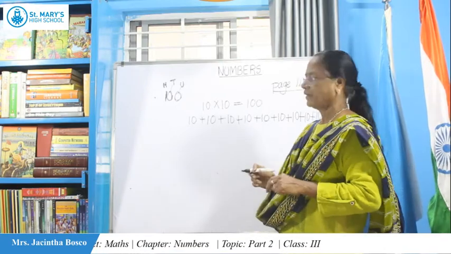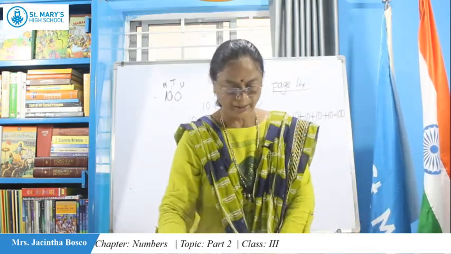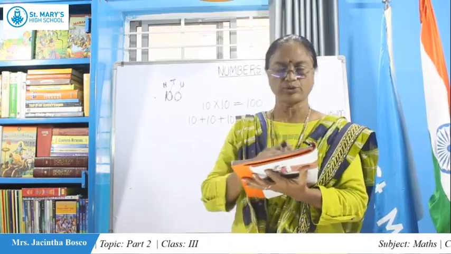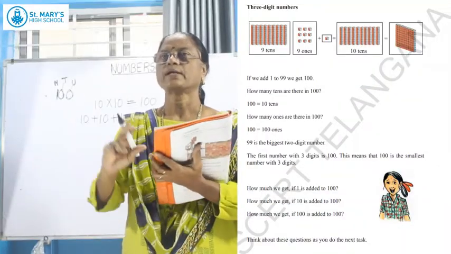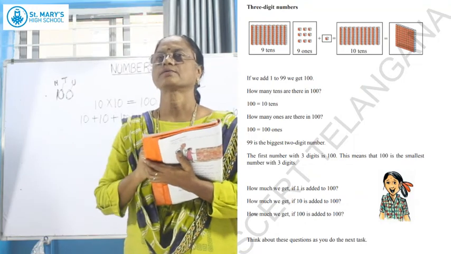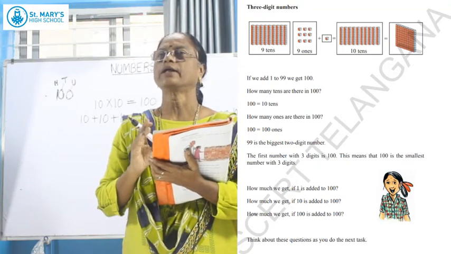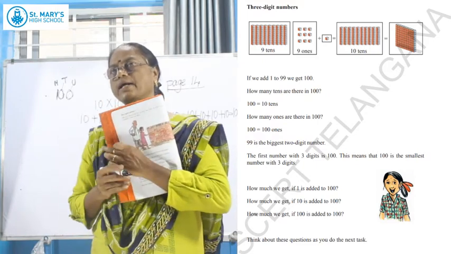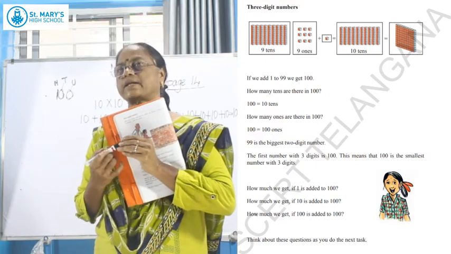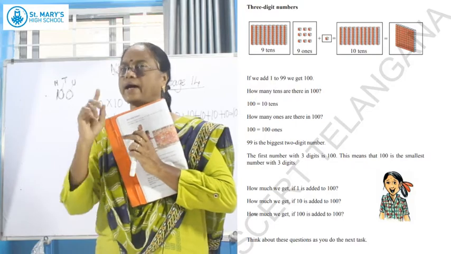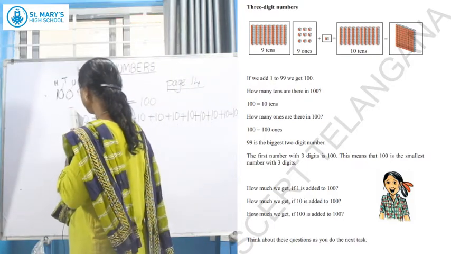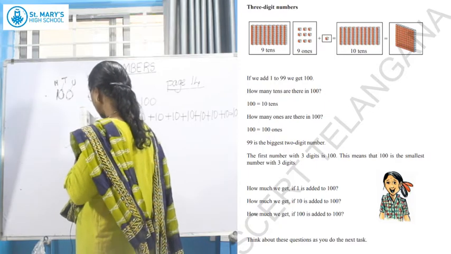Okay. Now look at page number 15. You have a question like this. See there in the box. There were only 99 bricks. How did they write that? See there, that 3-digit number. They have written 9 tens. So we have here 99 bricks.